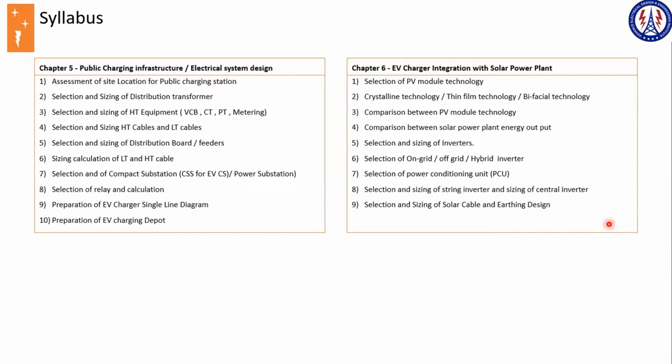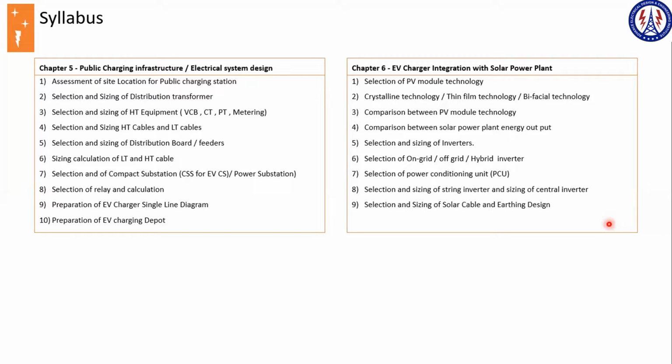Like the basic electrical infrastructure required to equip your charger in place so it functions well. What all other requirements are: cables are required, cable trays are required, a transformer is required, your LT panel is required, ACDB, DCDB, what all of those are required.